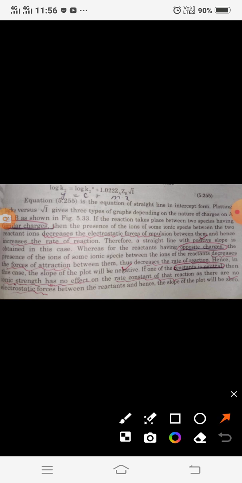Let's talk about the third case. In the third case, when the reactants are neutral, meaning there is no positive and negative charge and no similarity or opposition of charges, these are behaving as neutral. When the reactants are neutral and have no charges upon them, in that case ionic strength will not play its role, because it was playing its role by decreasing or increasing the repulsion, or by increasing or decreasing the attraction.